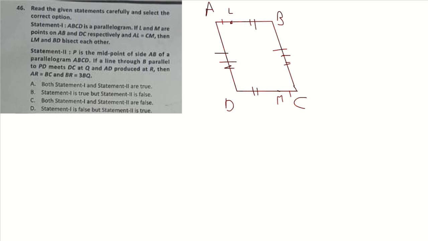Alright. Then LM and BD bisect each other. So we're going to join LM and BD. They bisect each other. We need to prove this.